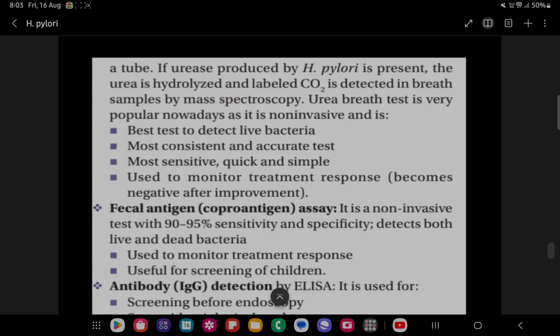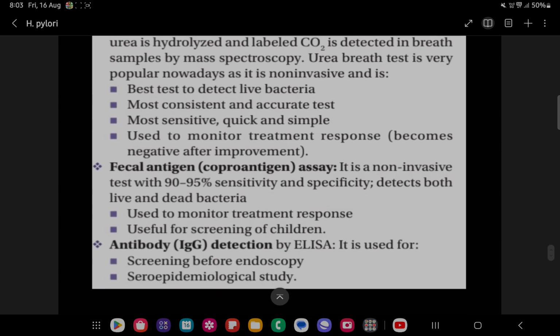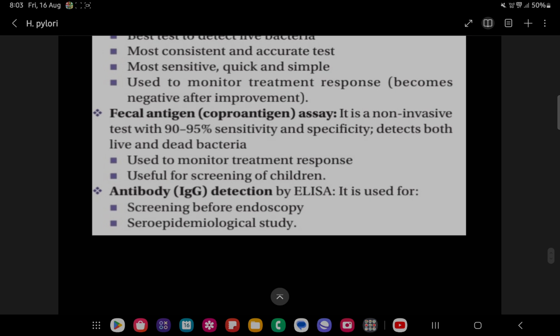Now fecal antigen assay, it is a non-invasive test again, with 90 to 95% sensitivity and specificity, detects both live and dead bacteria, is used to monitor treatment response and is useful for screening of children. Now antibody detection you can also do by ELISA. Which antibody? IgG, which is used for screening before endoscopy and for seroepidemiological study, right?